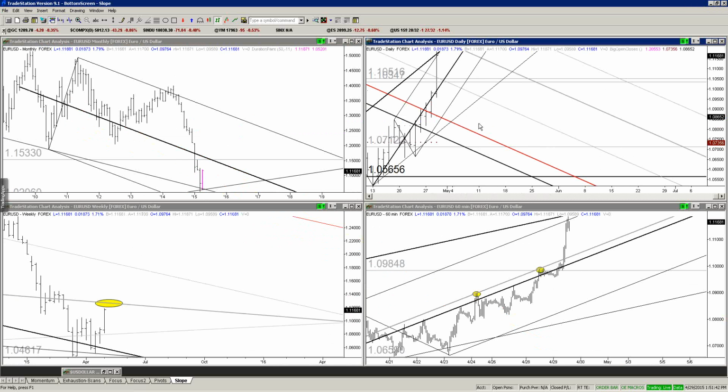I just can't stress that enough. So any dips should be viewed as a buying opportunity in euro dollar. First place to look, in my opinion, 110.35, 110.50. All right, there you go. So that's it. Take care.